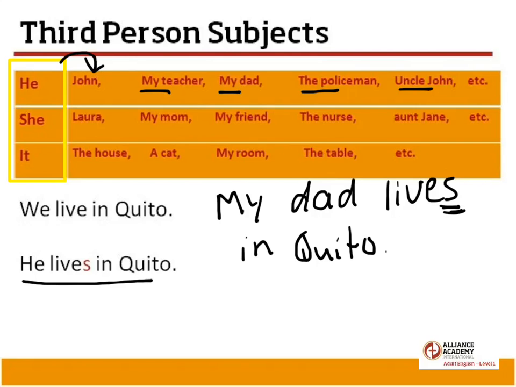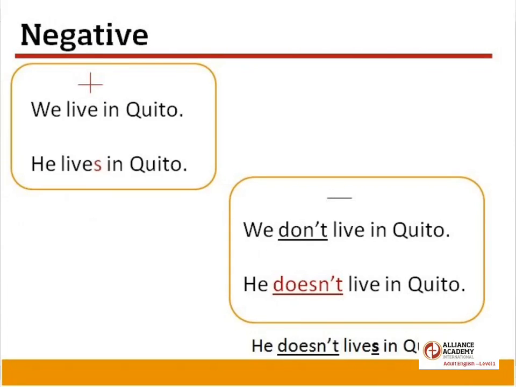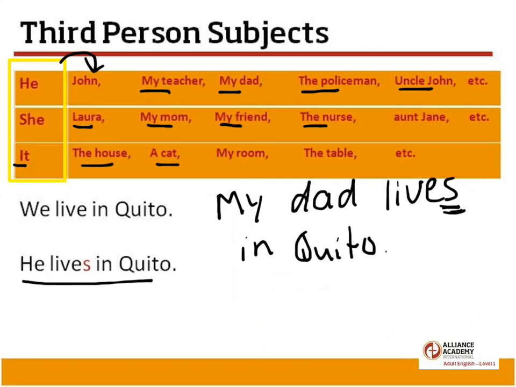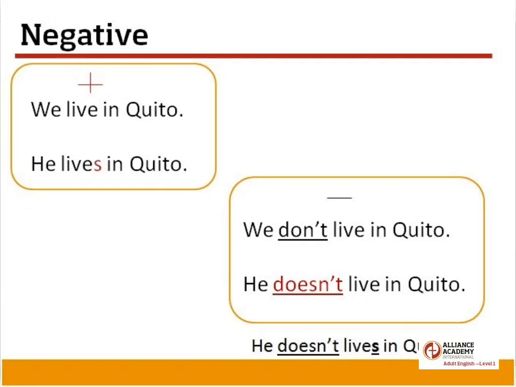Very similarly, she can also take the form of Laura, my mom, my friend, the nurse, etc. It can be a house, a cat, my room, the table, and so on. Well, let's talk about how to form negative questions or negative sentences in present tense.